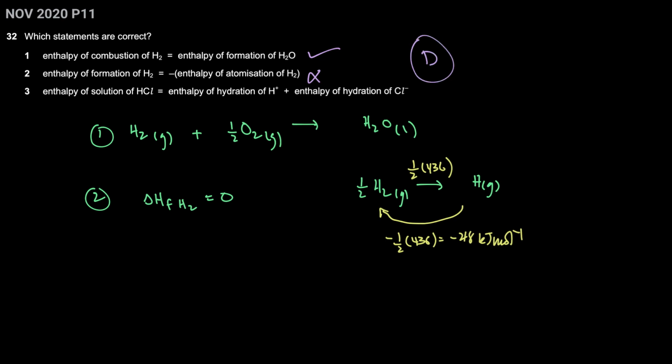Let's examine statement 3. Statement 3 says enthalpy of solution of HCl, which is when we dissolve 1 mole of HCl, a covalent molecule, in sufficient water to form an infinitely dilute solution, is equal to the enthalpy of hydration of H+ plus enthalpy of hydration of Cl-. Now, enthalpy of hydration refers to dissolving 1 mole of gaseous ions to form an infinitely dilute solution in sufficient water. So here we have 1 mole of a covalent molecule dissolving in sufficient water, whereas over here we have gaseous ions dissolving. So these two enthalpy changes are not the same.